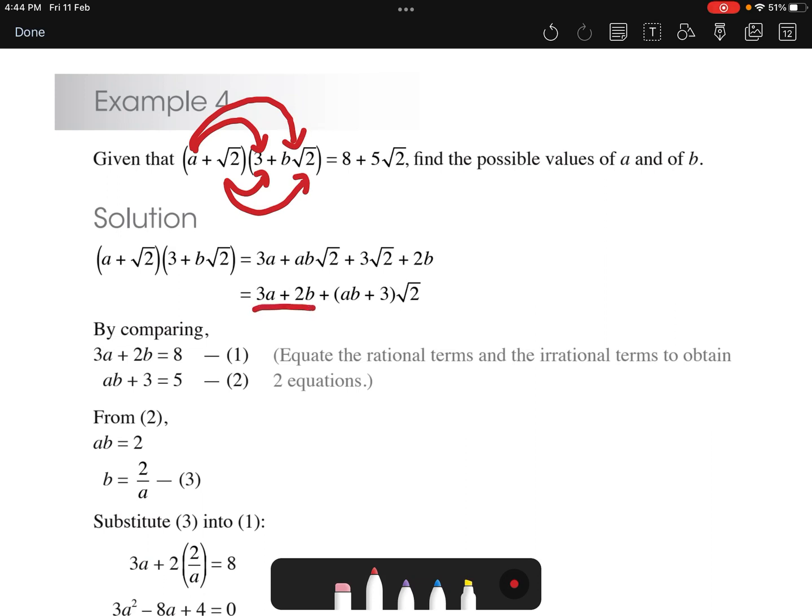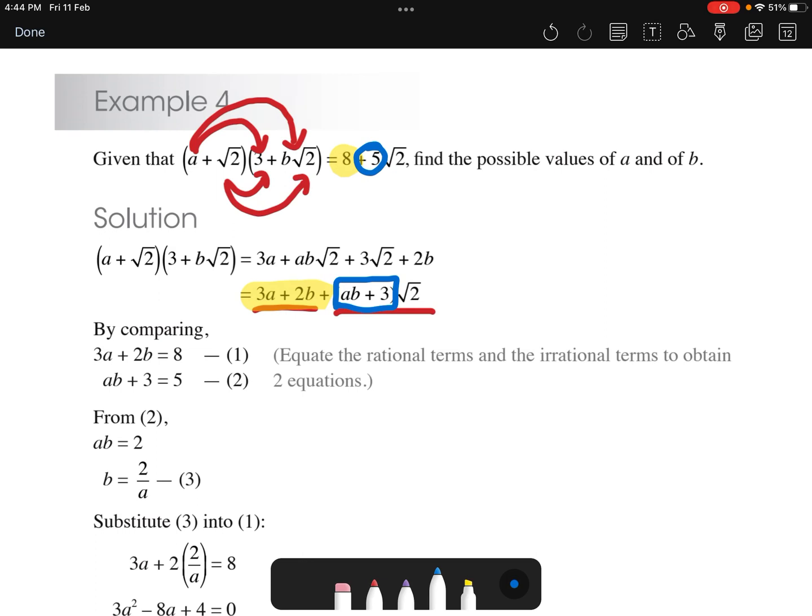After you expand, you make it in such a form that you can get this. For example, (3a plus 2b) plus (ab plus 3) bracket square root 2. After that, you compare apple with apple, orange with orange. For example, 3a plus 2b is the positive 8. Then, because ab plus 3 is with the square root 2, I can say this whole thing, ab plus 3, is equal to 5.